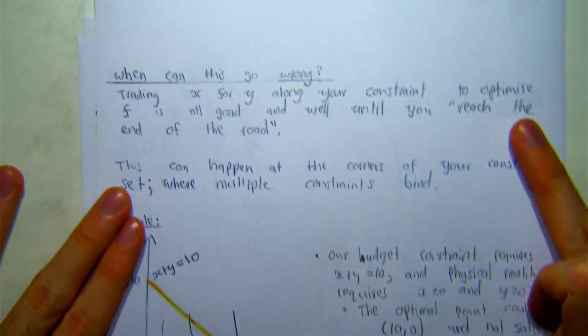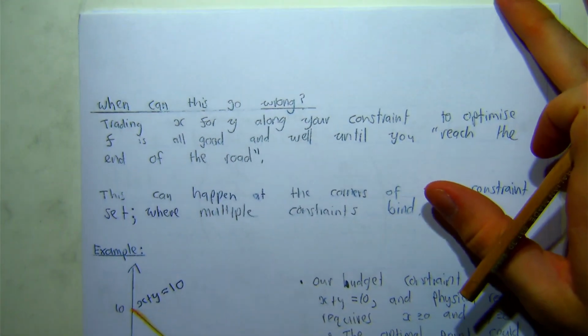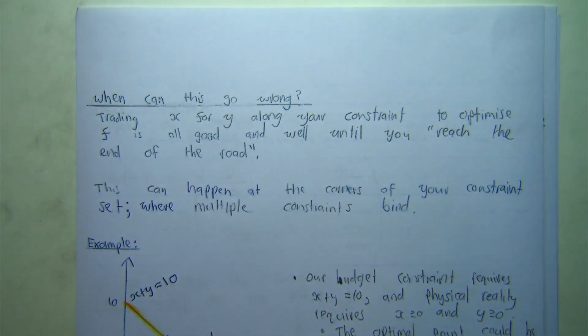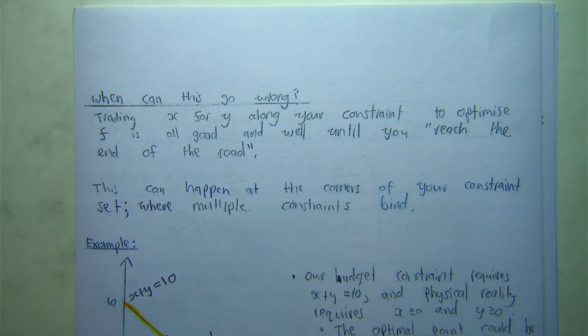Whilst generally this idea is a good one, when can this go wrong? So, trading between x and y along your constraint is good so long as it's possible. And if you run into the boundary of your problem, then you can't trade between x and y, and so you might not have tangency occur at the optimal solution.